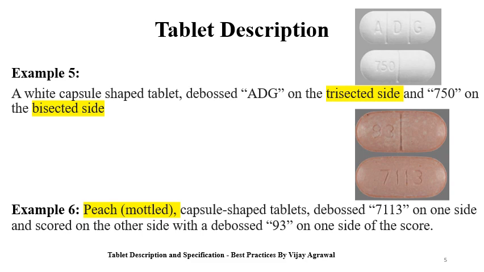Then example 6, peach mottled capsule shaped tablets debossed 7113 on one side and scored on the other side with deboss 93 on one side of the score. So here they have included the mottled color, peach color. The mottling might be due to the composition or color of the API, or if there is any colored excipient or API is used, that gives the mottling. So that mottling is used.